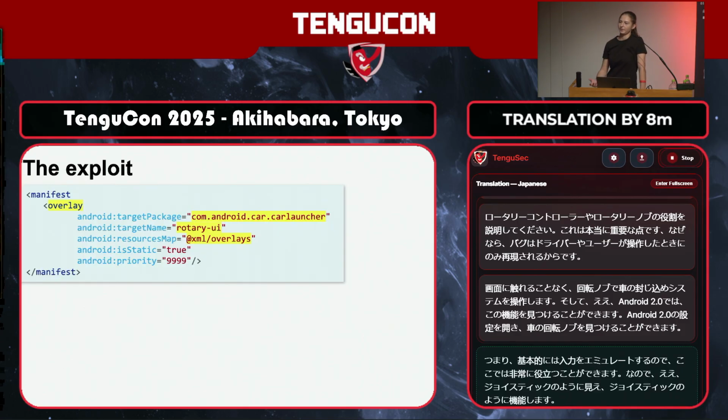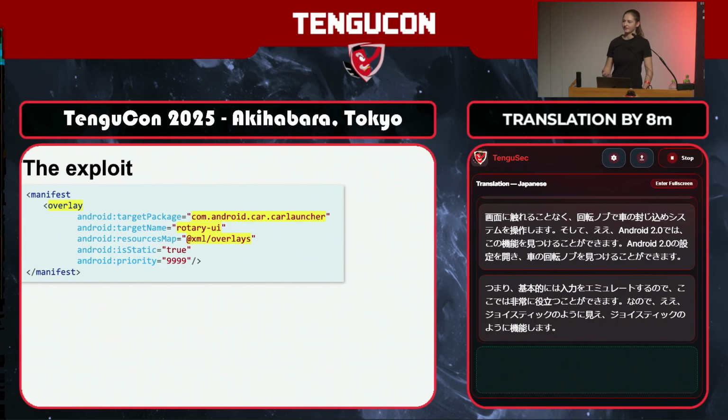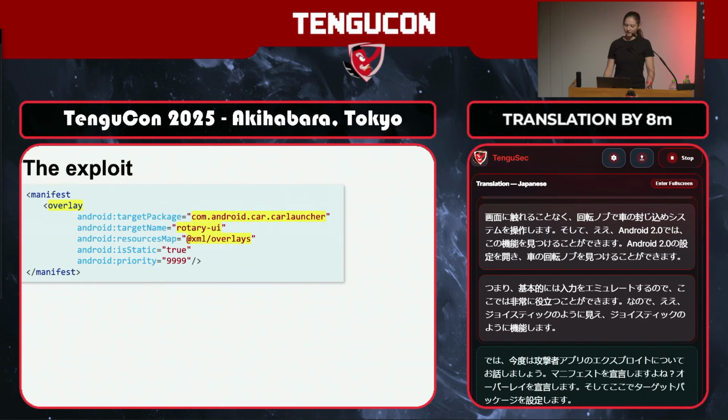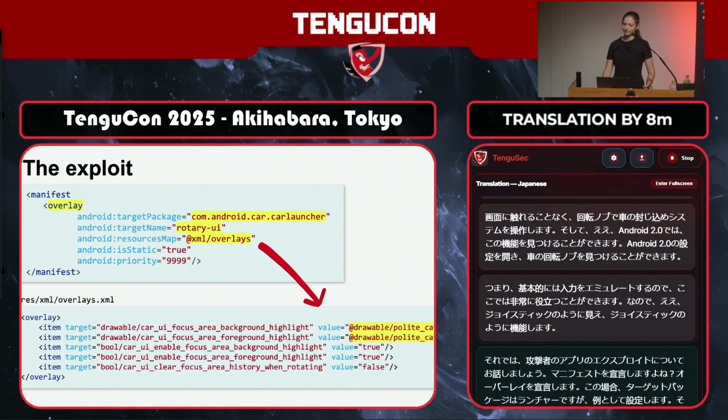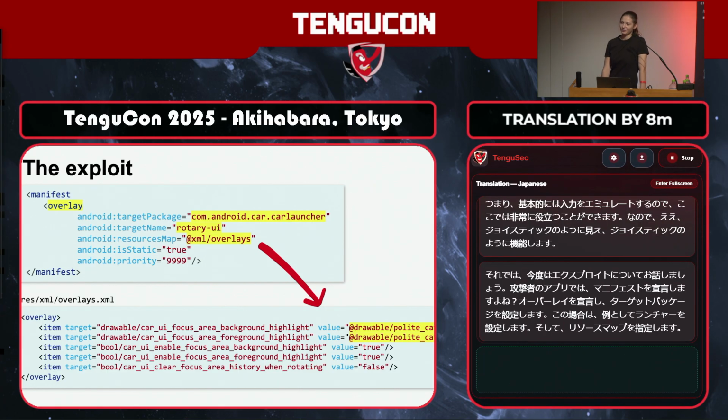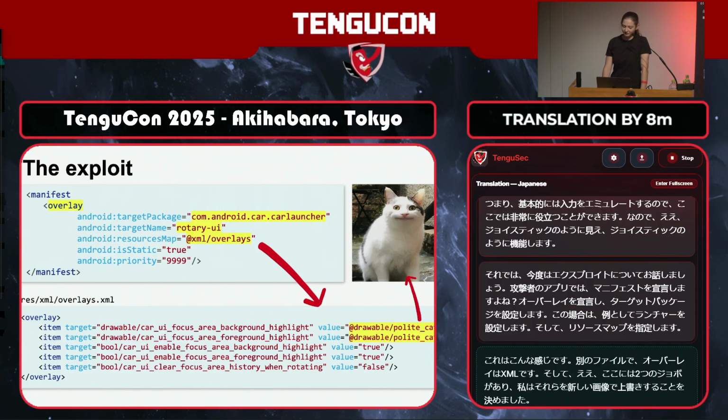Now let's talk about the exploit. In the attacker app, we declare a manifest and an overlay. We set the target package, in this case the launcher, just for example. Then we specify a resource map, which looks like this. It's a separate file, overlays.xml. Here we have two drawables. Then I decided to override them with a new image, say this guy right here.